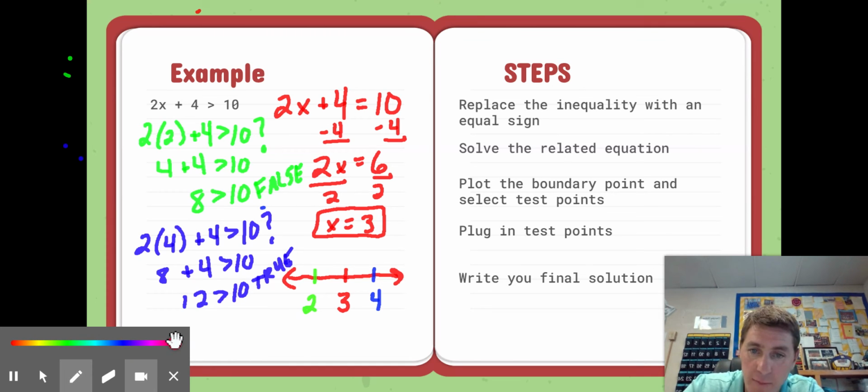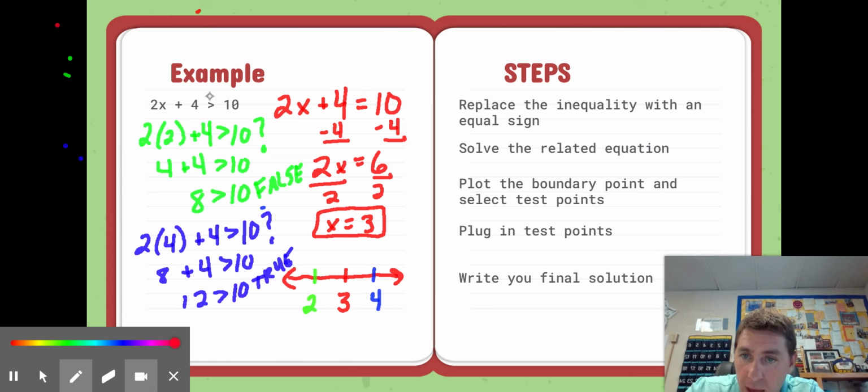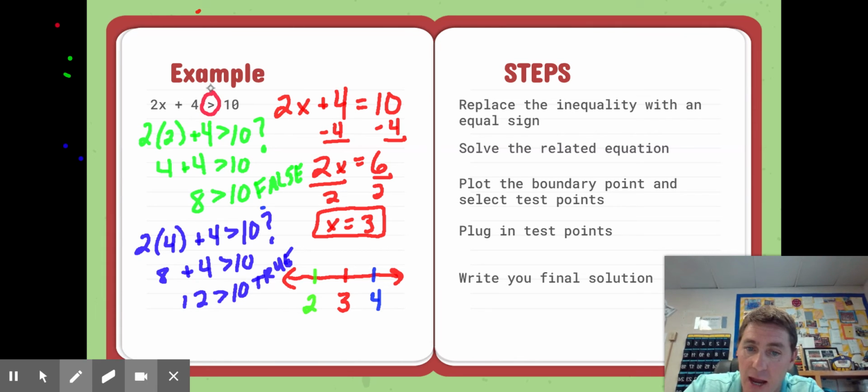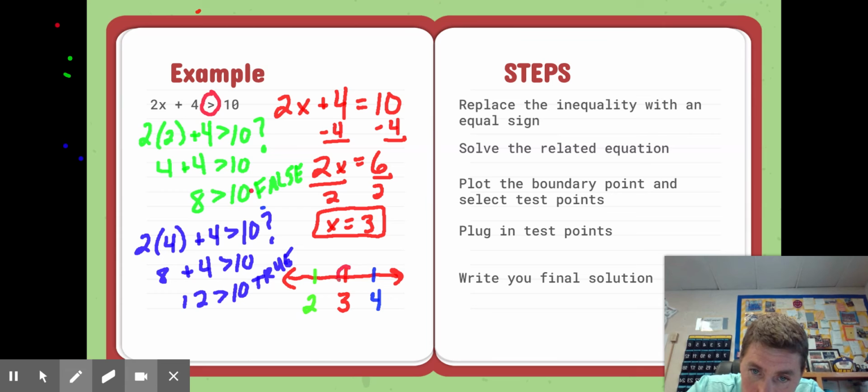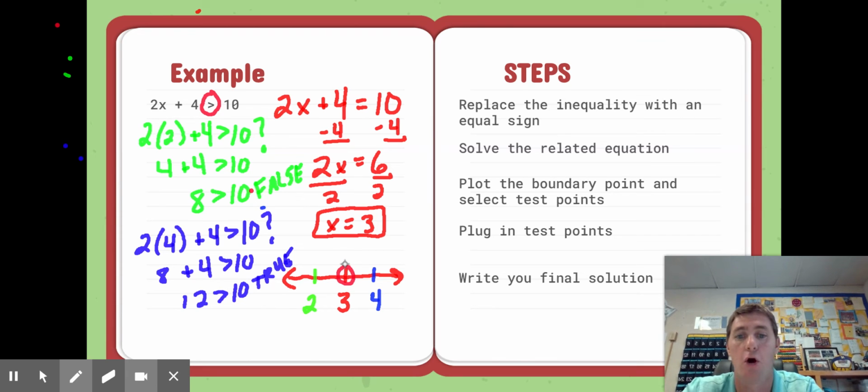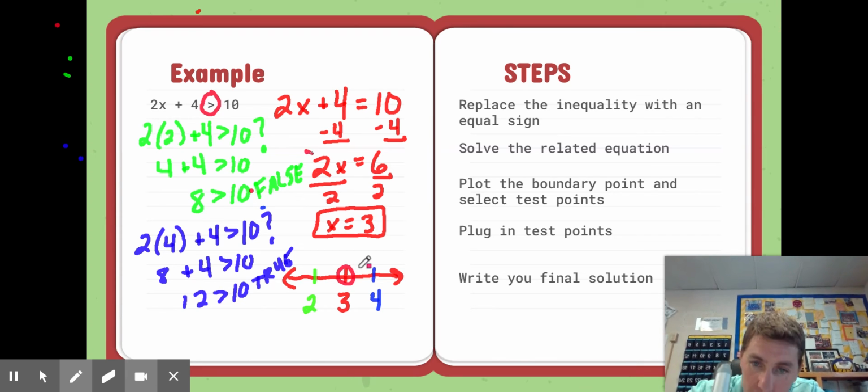All right, well, we found the boundary 3. We look back at this symbol, and because it does not have the or equals to, I do not include 3 in my solutions. I use an open circle, and I'm going to shade towards the 4 because 4 gave me a true statement when I plugged it in over here.